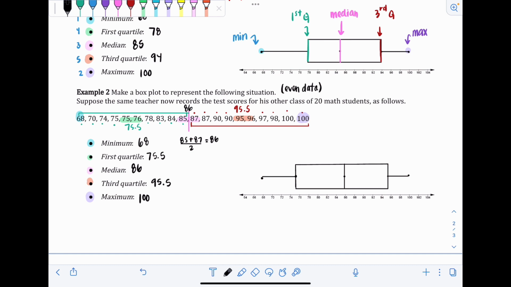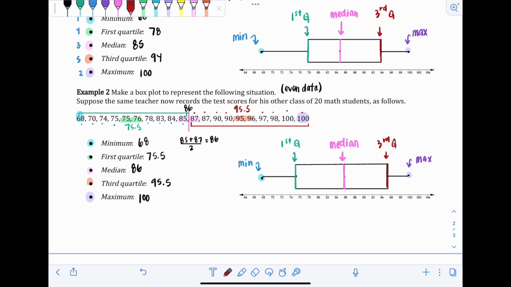And then I'm just going to go through and label each part one more time. It's just good to get comfortable with where each part is. So the very far left, that's the minimum. And then the very far right, that's the maximum. The first line of the rectangle, the furthest leftmost, that's the first quartile, so I'm just going to write first Q. The middle line of the rectangle, that's the median. And the last line of the rectangle, that's the third quartile, so I'll write third Q.